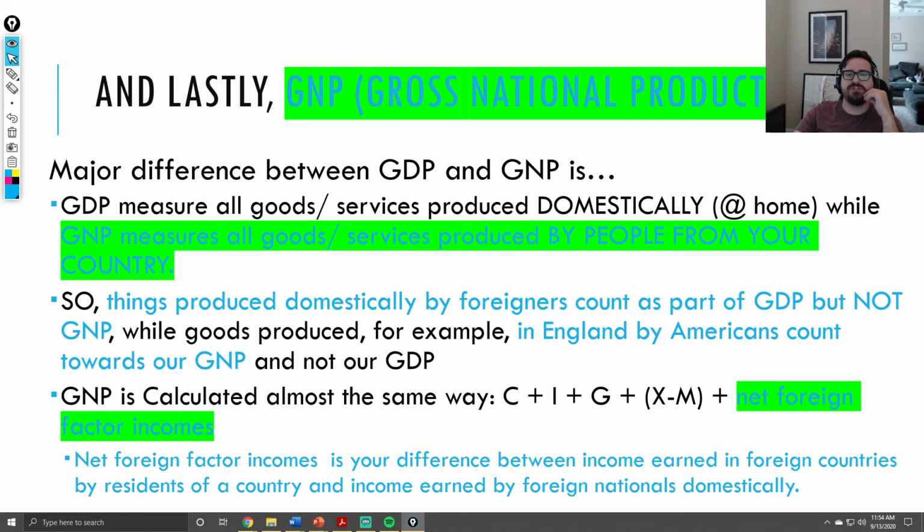So there's your difference between GNP and GDP. GDP is made here, GNP is made by people or businesses from here. So GNP does a good job of measuring your global impact. GDP does a good job of measuring how productive your country is, just literally the borders of the country.